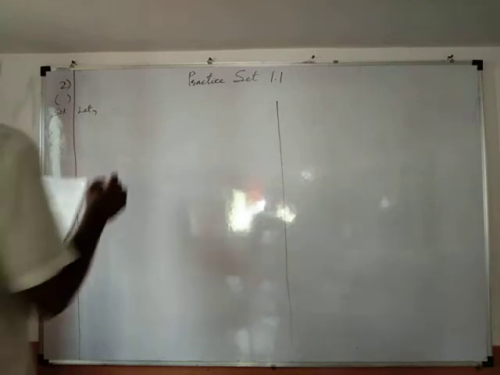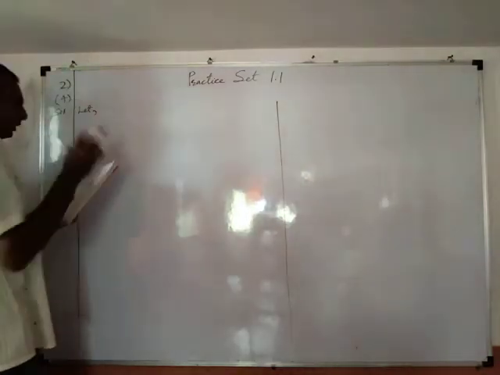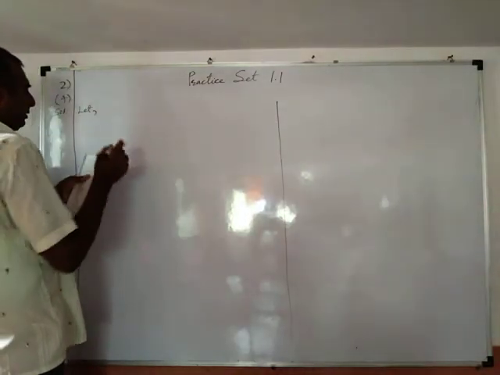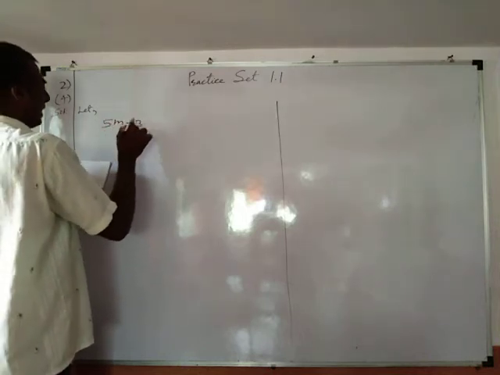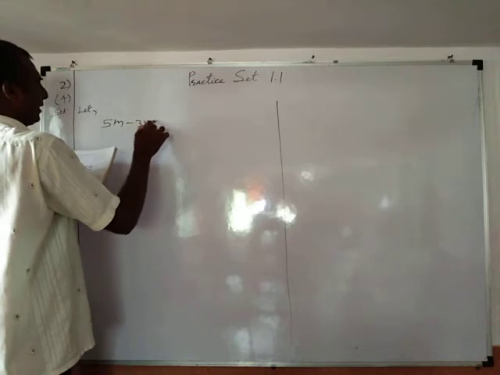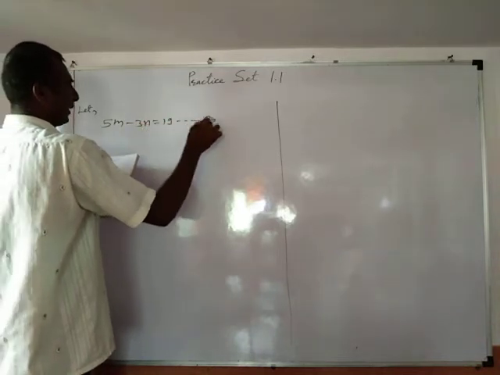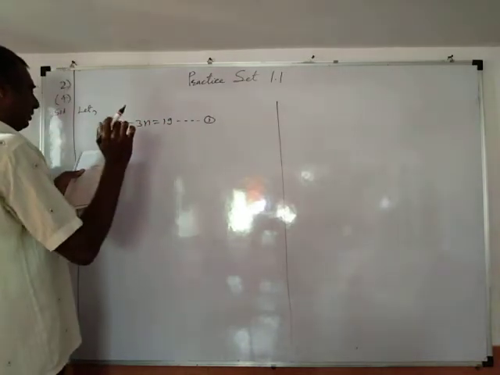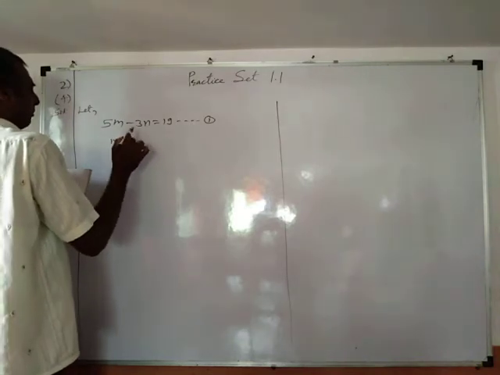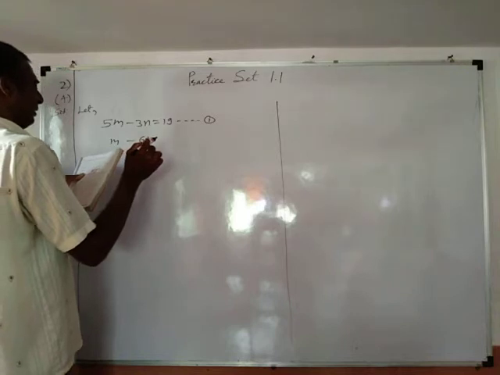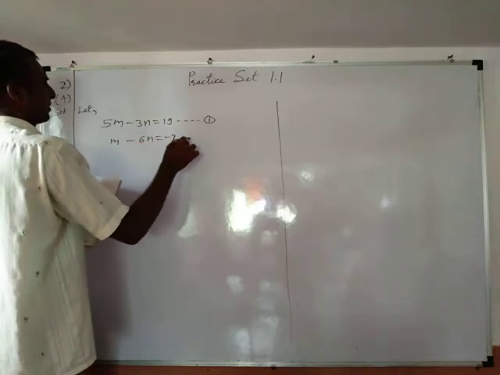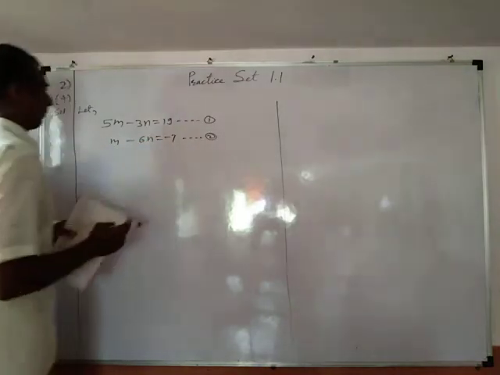Question 4th, solution. Let 5m minus 3n equals 19. Equation first. m minus 6n equals minus 7. Equation second.